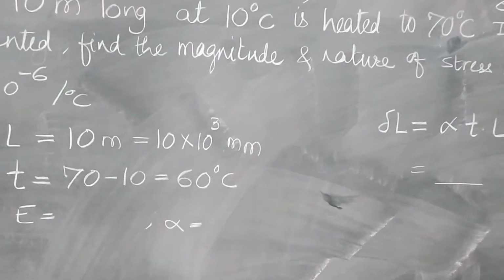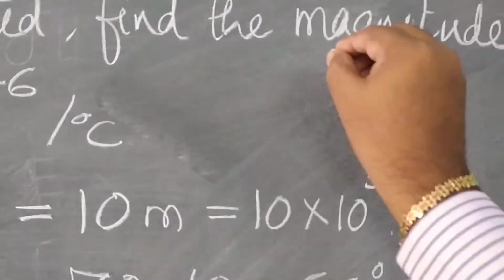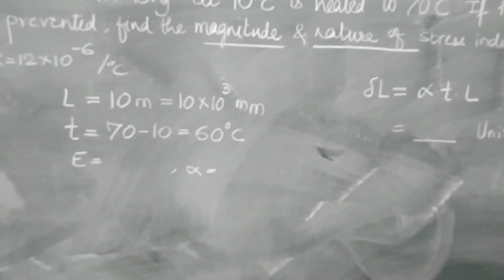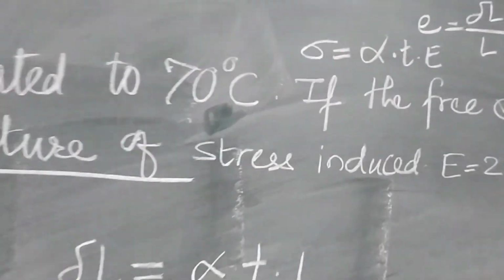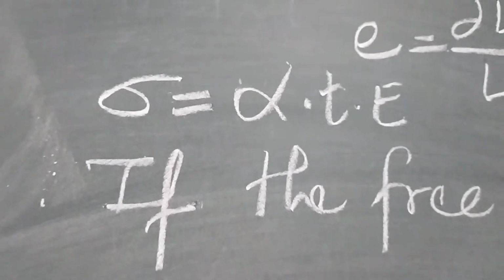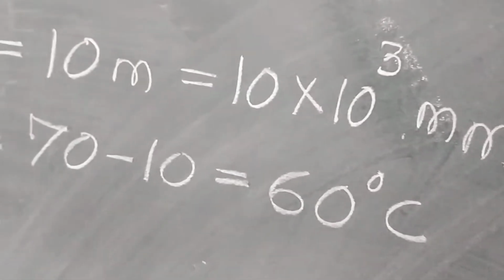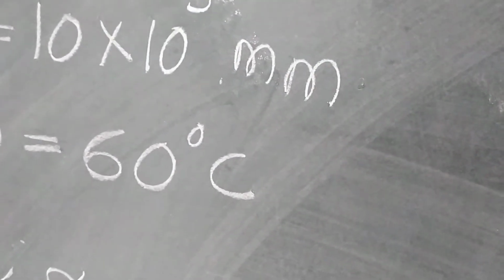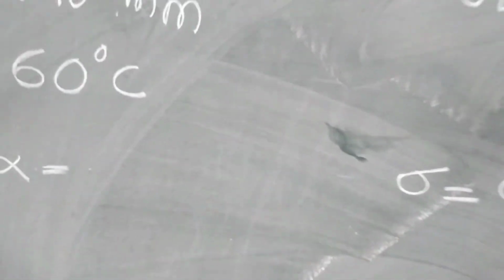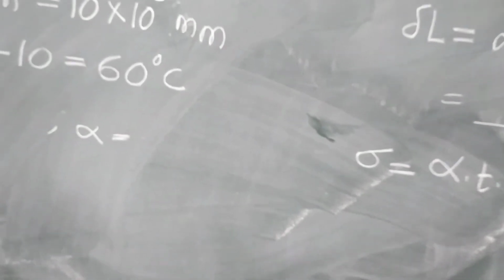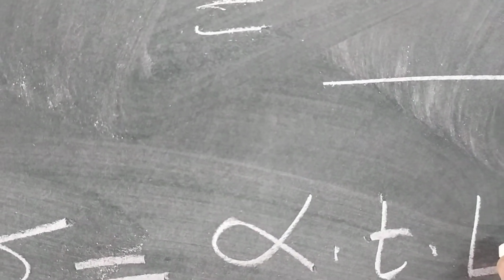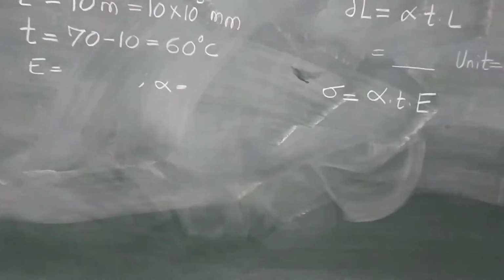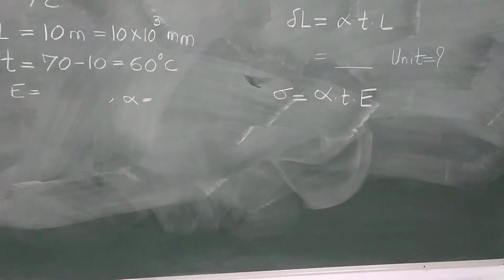The second thing, we have to calculate magnitude and nature of stress. What is nature of stress? For magnitude we have the formula sigma is equal to alpha into T into L. Sigma is stress. Sorry, alpha T into E. Alpha T into L is delta L. Sigma is equal to alpha T into E.